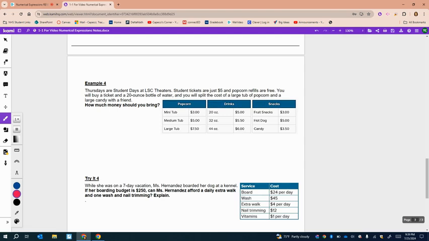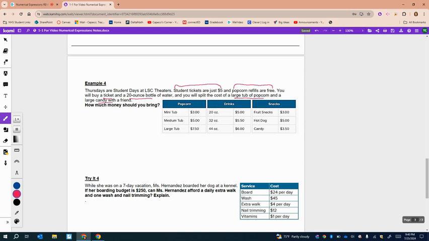So Thursdays are student days at LSC Theater. Students' tickets are just $5, right? So we know that student tickets are $5. Popcorn refills are free. That sounds great. You will buy a ticket. So you're going to buy a ticket and a 20-ounce bottle of water, and you will split the cost of a large tub of popcorn and a large candy with a friend. We have a lot of stuff going on. Okay, so how much money should you bring?